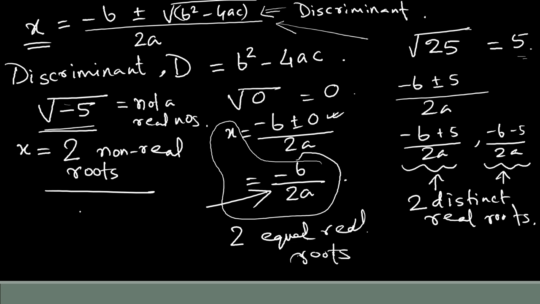Okay, so you see there are three cases that can arise for the discriminant. One is D greater than 0, one is D equals 0, one is D less than 0. So for three cases you will get three scenarios. We will just write these scenarios right now.